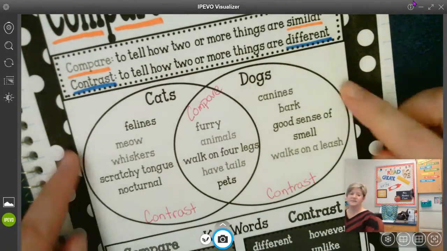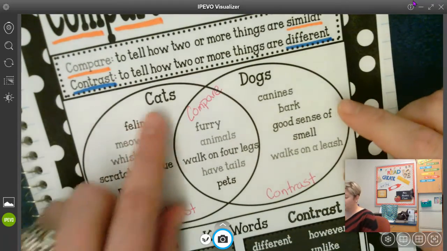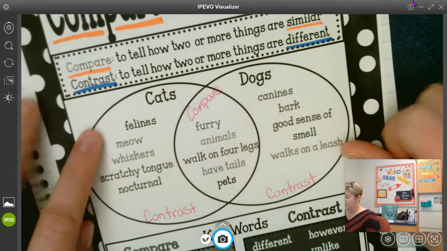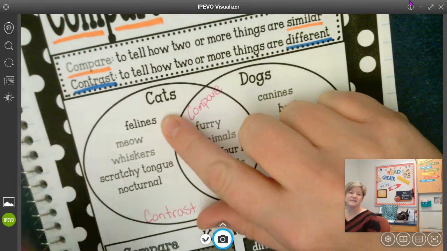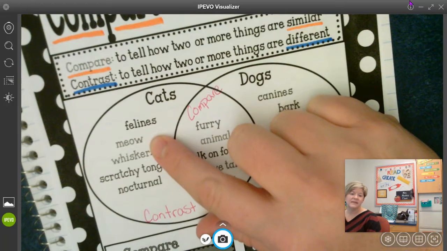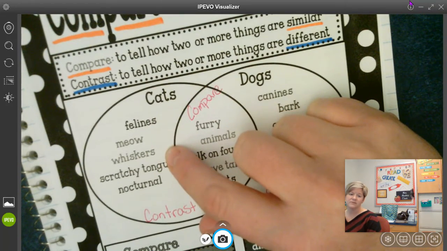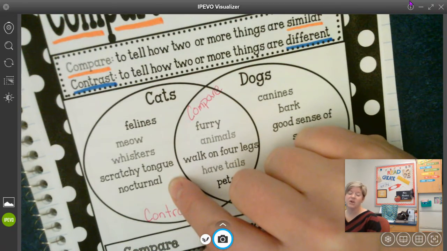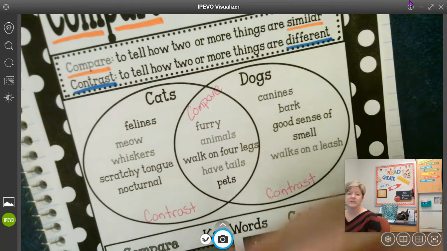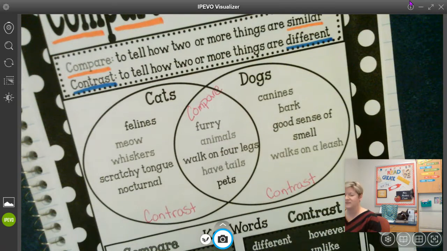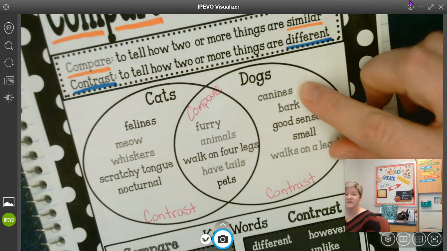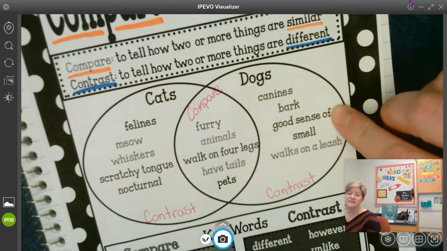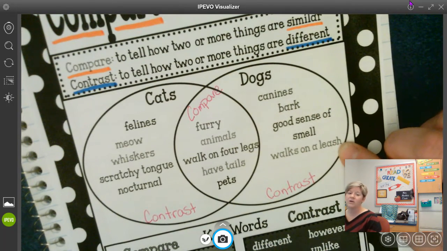Okay, let's look at this diagram really quickly. So here we are comparing and contrasting cats to dogs. Okay, so I know that a cat is a type of feline. They say meow. They have whiskers. They have scratchy tongues. And sometimes they can be nocturnal, which means they only come out at night, or they're more active at night. Whereas dogs are called canines. They bark. They have a good sense of smell, and typically they walk on a leash.